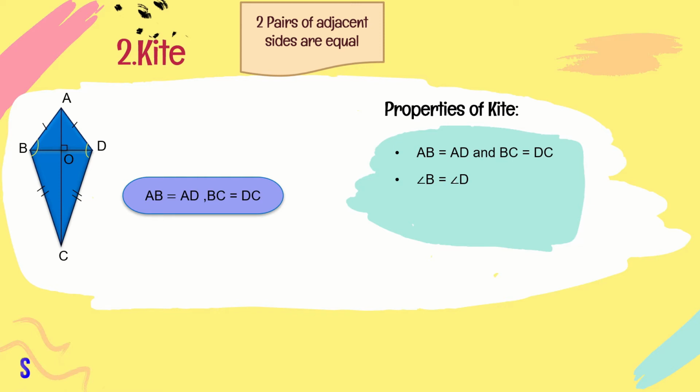Next, the third one is the diagonals. There are two diagonals, one is AC and the other is BD. The diagonals intersect each other at right angles, which means AC is perpendicular to BD. And the fourth one is that the diagonal bisects the other, so OB equals OD. So these are the properties of a kite.